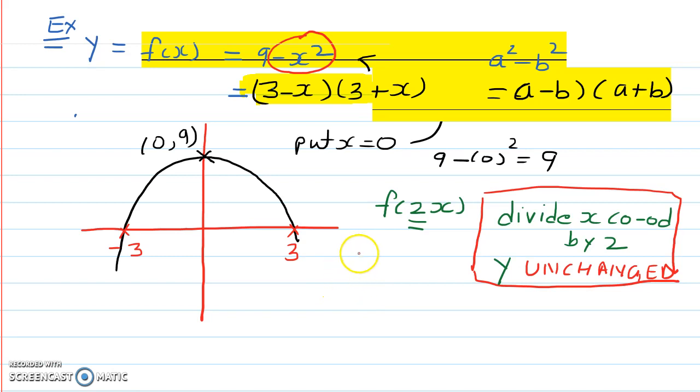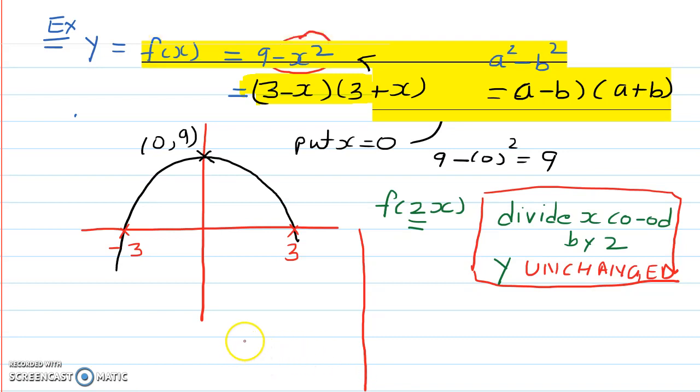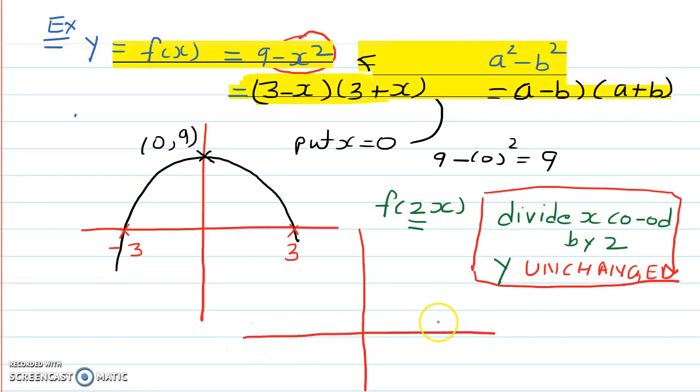So what will happen? The new graph will be like this. The x coordinate is divided by 2, it was -3 and 3, so it will be minus 1.5 this side and 1.5 that side, and the y coordinate remains unchanged. So y remains the same, 0 and 9, and the x coordinates are divided by 2: 3 divided by 2 is 1.5, and minus 3 divided by 2 is minus 1.5.